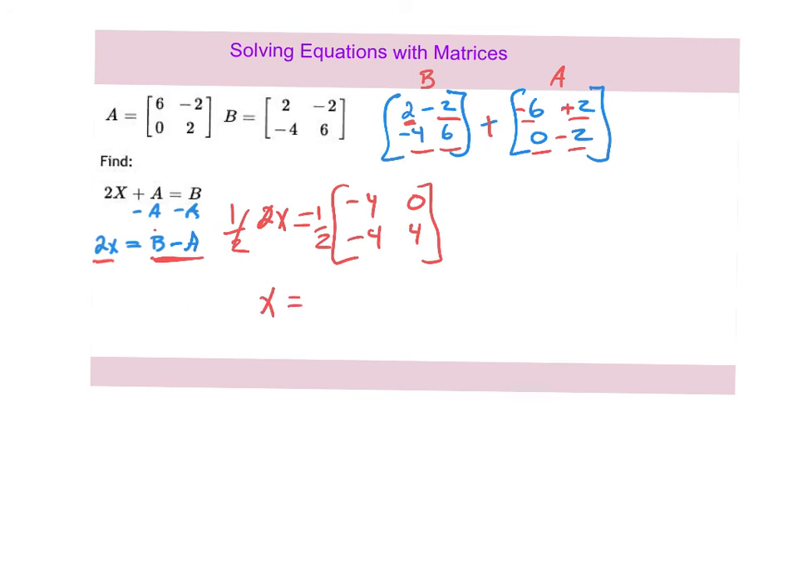Now it's a scalar multiplication problem. I just need to multiply each one of those numbers by 1/2. So negative 4 times 1/2 is negative 2. 0 times 1/2 is 0. Negative 4 times 1/2 is negative 2. And 4 times 1/2 is 2. And that is how you do solving an equation using matrices.